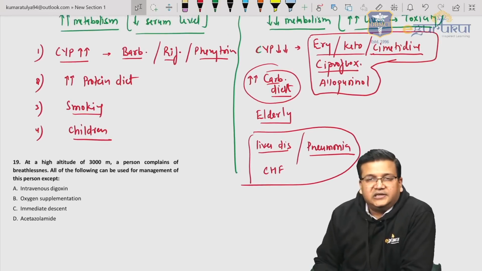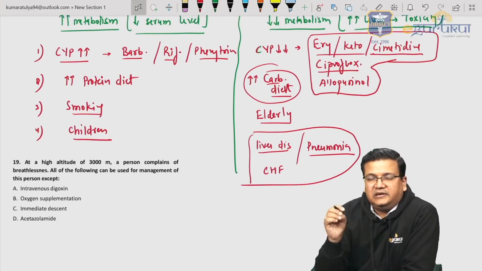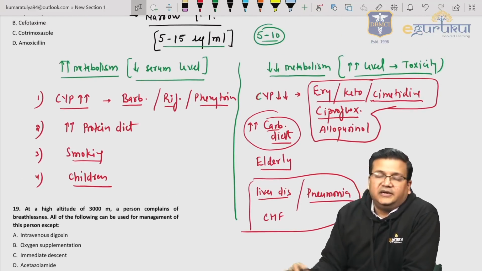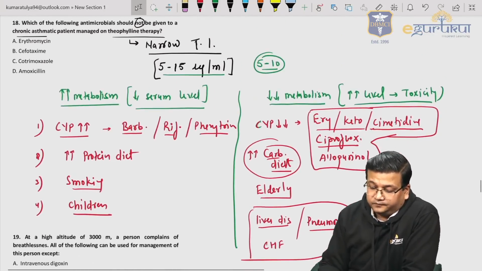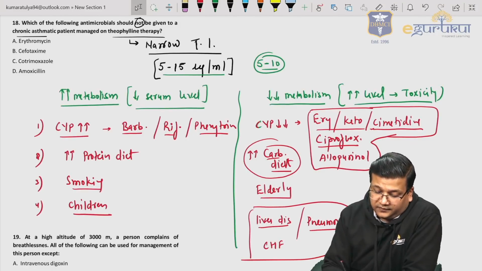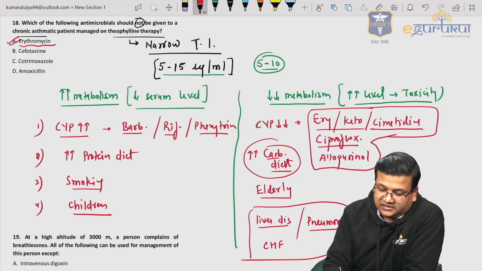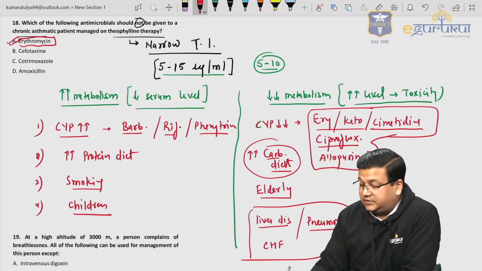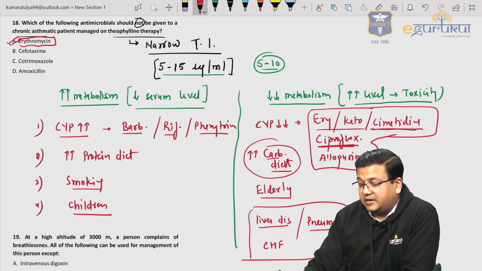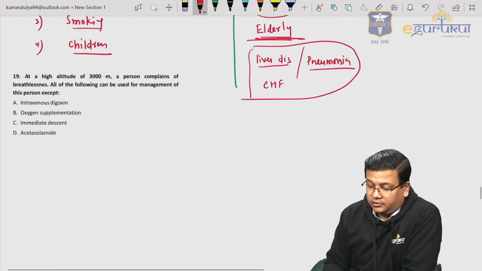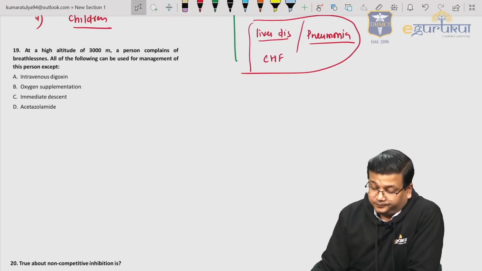So these are the conditions where metabolism either increases, leading to wiping out of the effect, or decreases, leading to toxicity, and therefore we should avoid these situations or drugs with theophylline. Out of the given options, I think erythromycin is a very simple answer. Instead of erythromycin, tomorrow ciprofloxacin, cimetidine, ketoconazole, allopurinol, elderly, high carb diet, anything can be mentioned. We have to be cautious with theophylline.